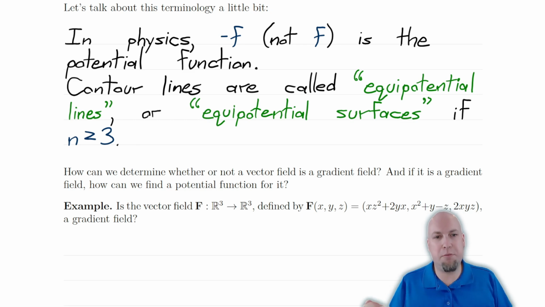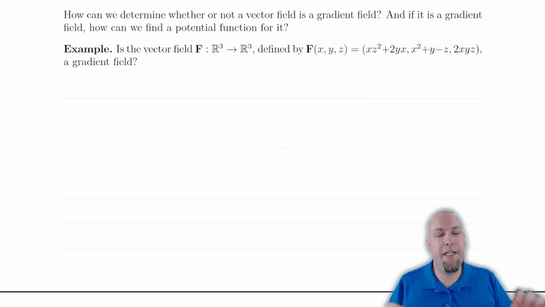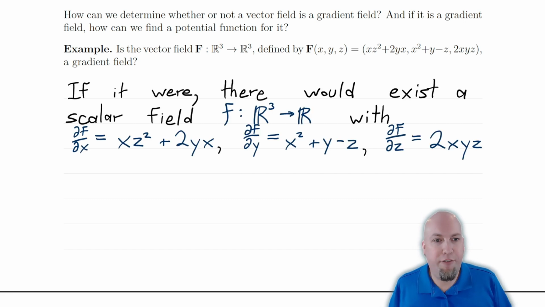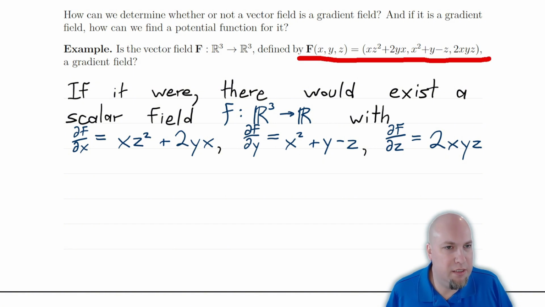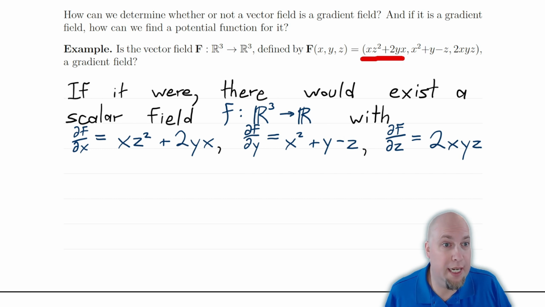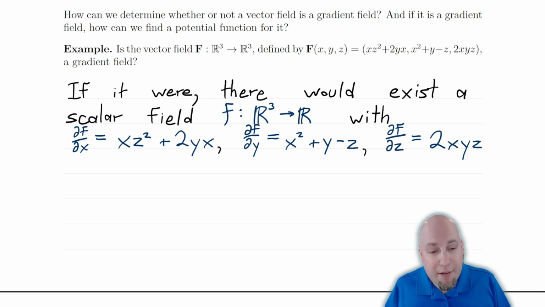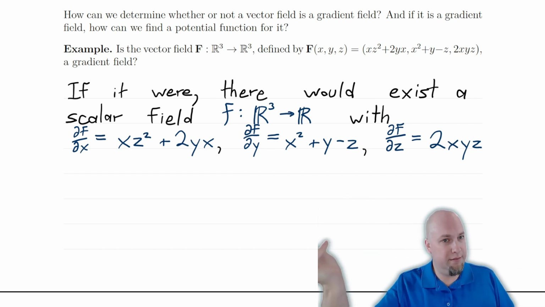Okay, so anyway, let's return to the question that I said we're going to deal with. How do you tell if a vector field is a gradient field or not? The key insight is that if it were a gradient field, well, what would that mean? If this particular vector field right here, F of x, y, z equals xz squared plus 2yx, x squared plus y minus z, and then 2xyz, were a gradient field, then what that would mean is there's some scalar valued function out there that when I compute its gradient, I get this thing.